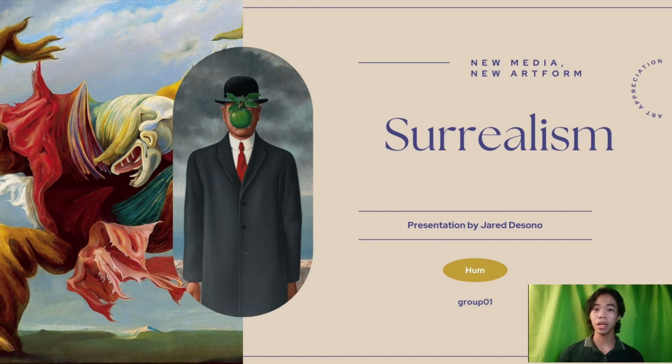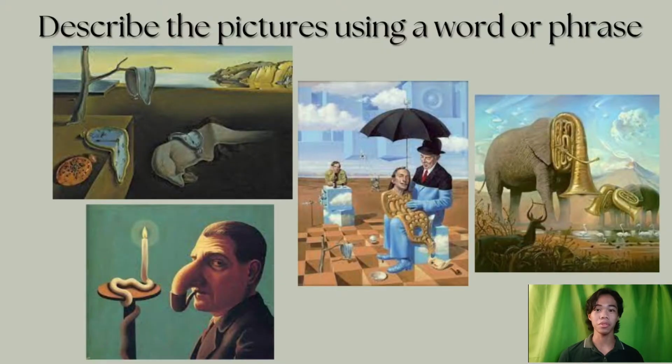So before we begin, I have here a simple game. Shown on screen are 4 images and I want you to describe the images using a word or a phrase. So if you said these pictures are weird, out of the ordinary, far from reality, imaginary, eerie, illusion, or strange, then you are right. So this is surrealistic art.